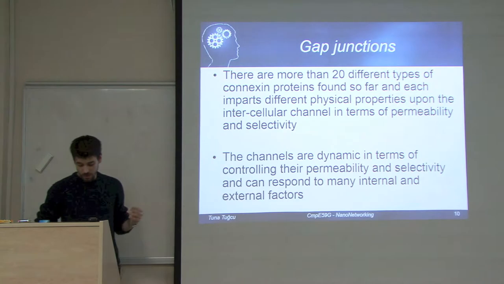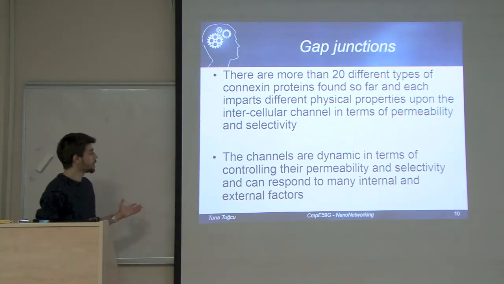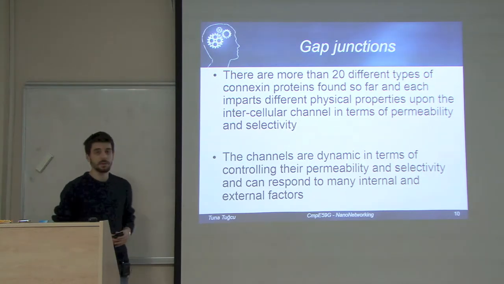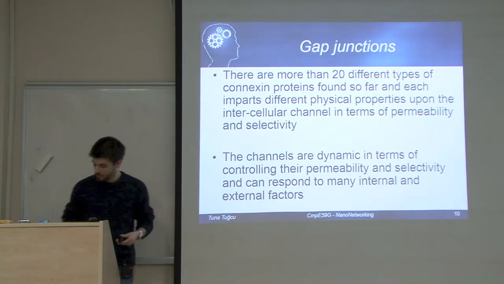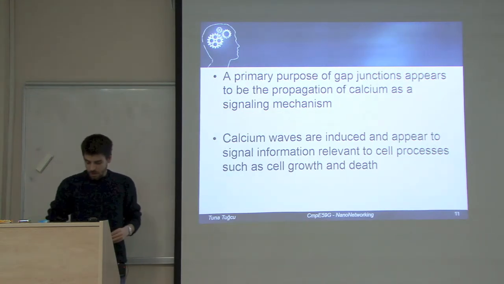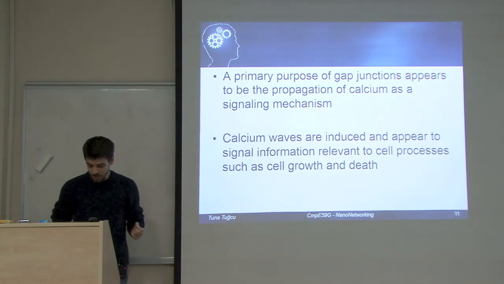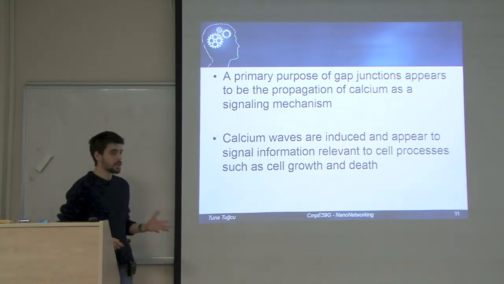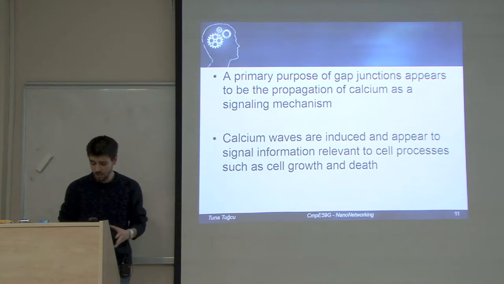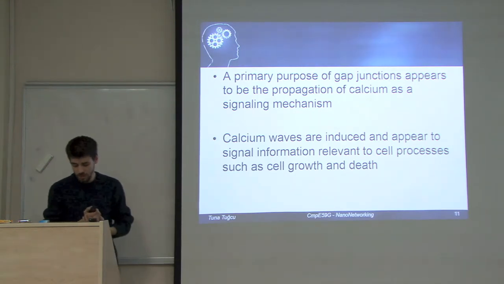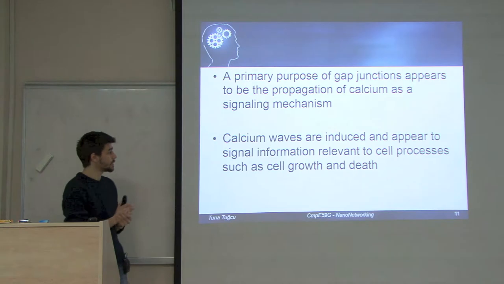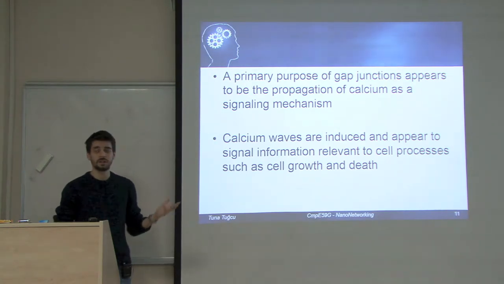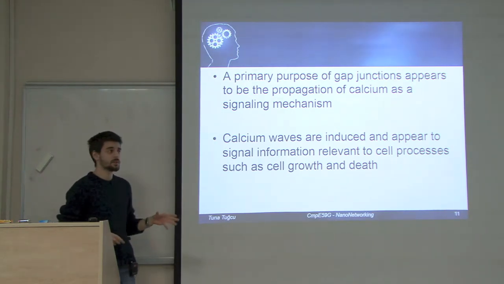The channels constructed by gap junctions are dynamic in terms of permeability and selectivity, so they can respond to many internal and external factors, such as, as I said, calcium level or pH level. The primary purpose of gap junctions is propagation of calcium signaling in nature. Calcium waves are induced and appear to signal information relevant to cell processes, such as cell growth. Of course, there are some other mechanisms, like defense mechanisms, and I'm going to talk about those.